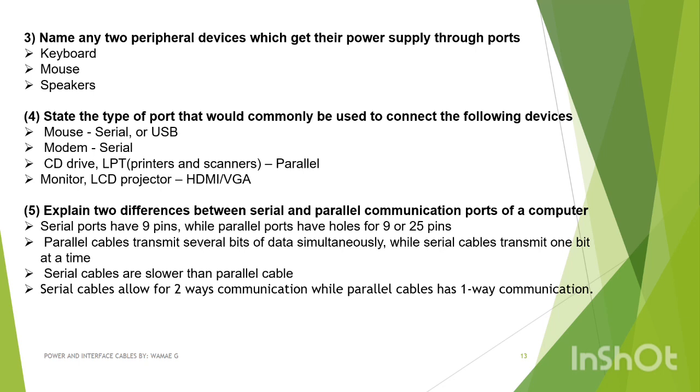Explain 2 differences between serial and parallel communication ports of a computer. Serial ports have 9 pins, whereas parallel ports have holes for 9 or 25 pins. Parallel cables transmit several bits of data simultaneously, while serial cables transmit 1 bit at a time. The third one, serial cables are slower than parallel cables. Then the fourth one, which is very distinct: serial cable allows for two-way communication, to and from, while parallel cables have only one-way communication.